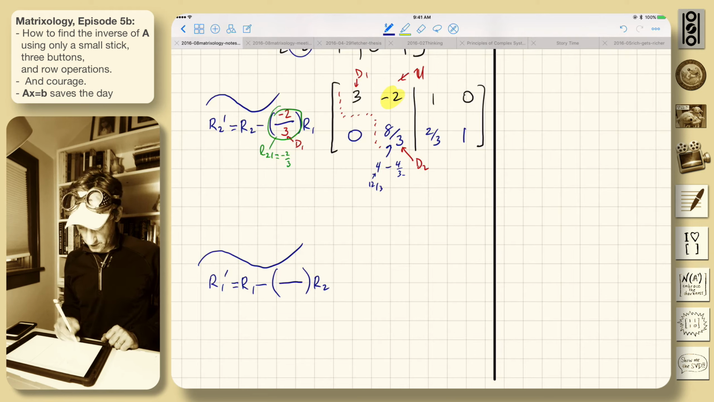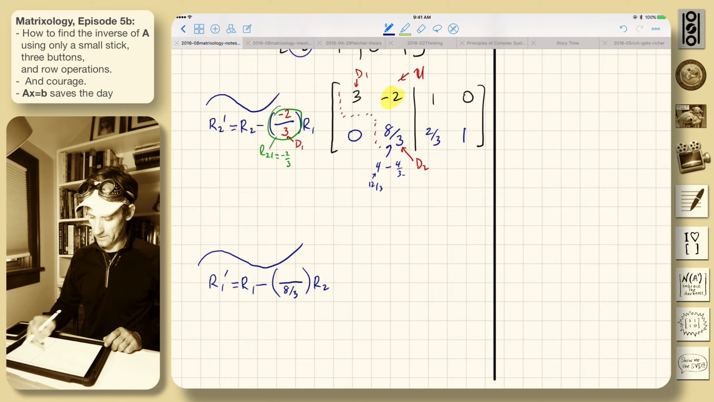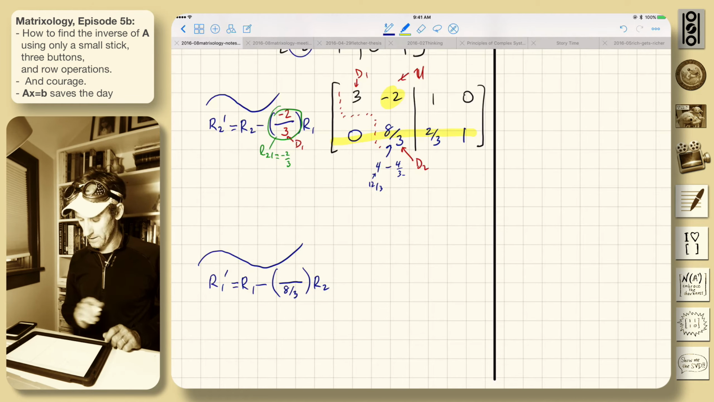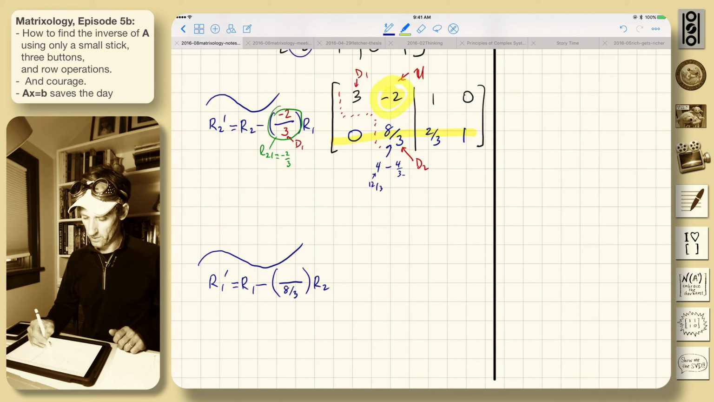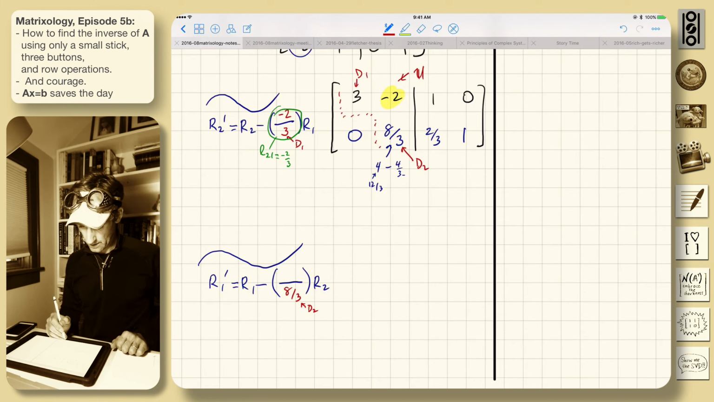So I won't label them in the same way, but we still have D2 here on the bottom. We're going to divide the second row by 8/3, which will put a 1 here, then we multiply it by -2 to get this number, and we subtract it. I'll put that in red. 8/3, this is the second pivot, that's all of D2. And then on top, the thing we're trying to get rid of, which is -2.